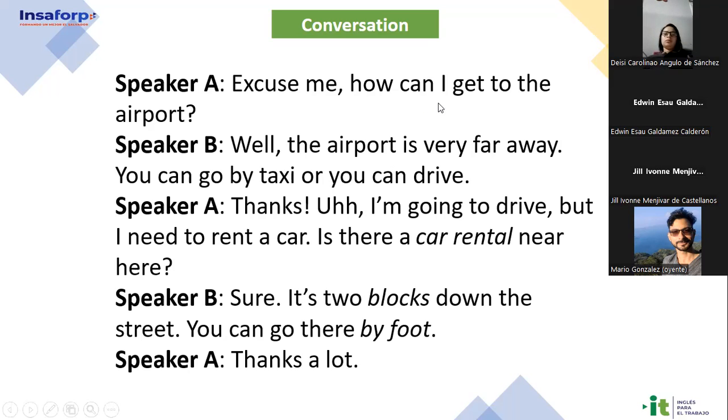Excuse me. How can I get to the airport? Airport. Well, the airport is very far away. You can go by taxi or you can drive. Thanks. I'm going to drive, but I need to rent a car. Is there a car rental near here? Sure, it's two blocks down the street. You can go there by foot. Thanks a lot.